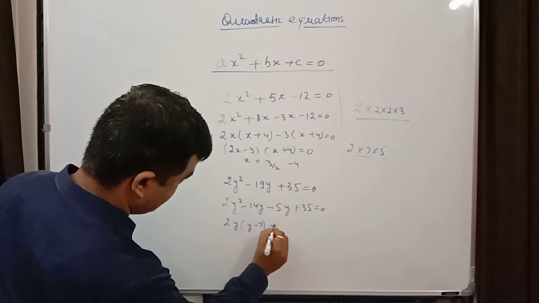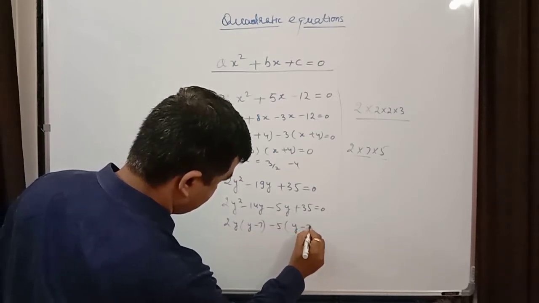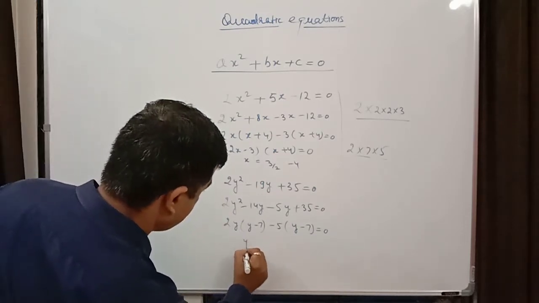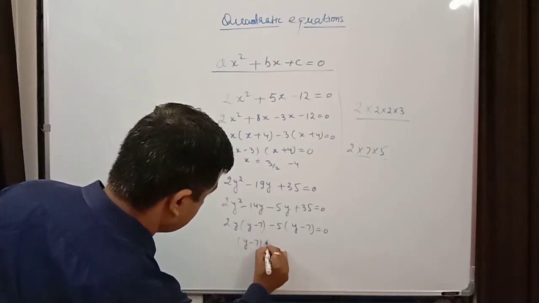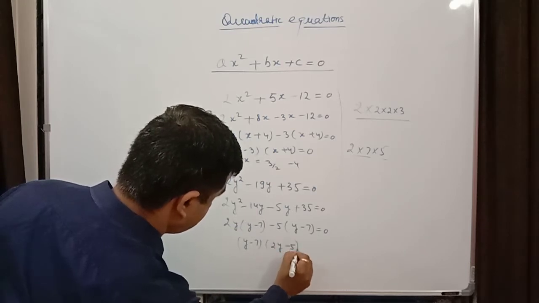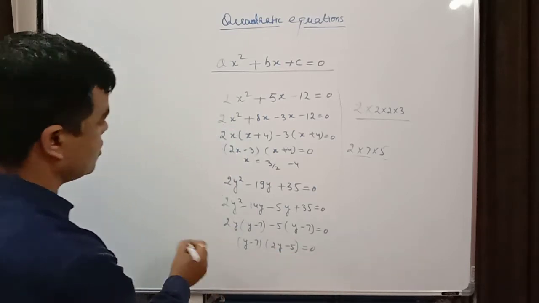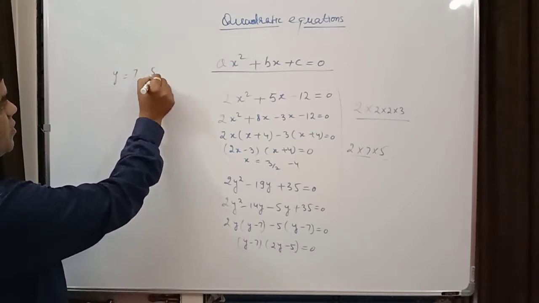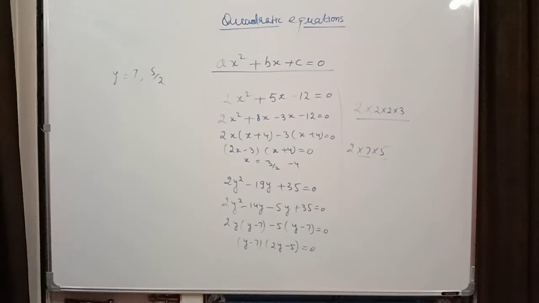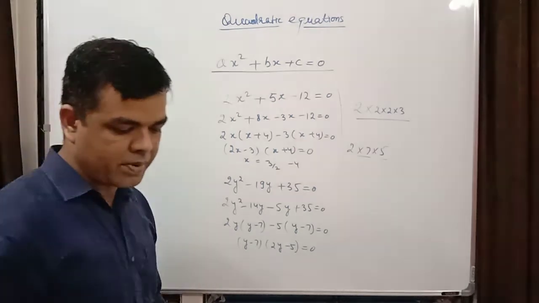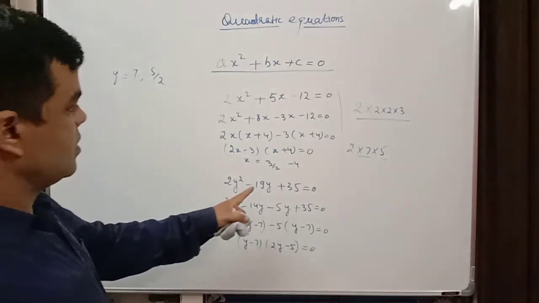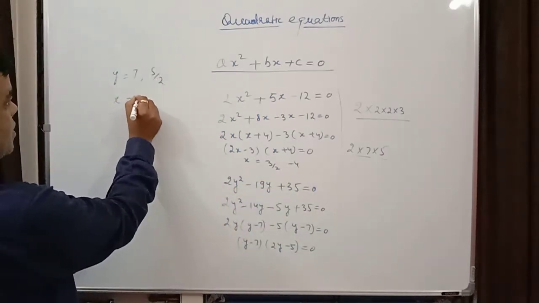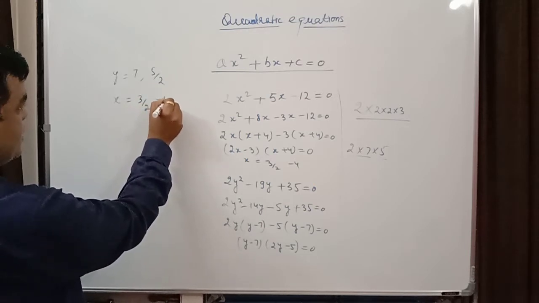2y common, y minus 7, minus 5 times y minus 7 is equal to 0. So here y minus 7 and 2y minus 5 is equal to 0. So the roots of y will be 7 comma 5 by 2. Okay. 7 comma 5 by 2, and here x is equal to 3 by 2 comma minus 4.